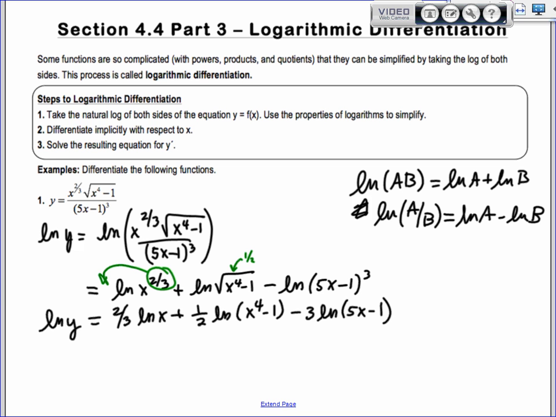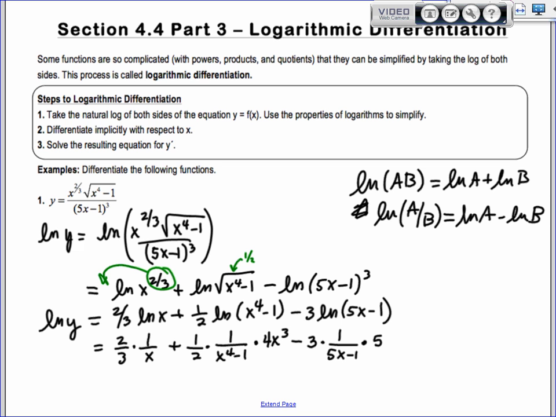Okay. But the whole point of this is to be able to take a derivative, and I still haven't even taken a derivative. I've just simplified things. So now I'm going to take the derivative. What's the derivative of natural log of x? 1 over x. Good job, Hannah. I bet you made flashcards, didn't you? The derivative of natural log is actually really easy because it's 1 over x. So I'm going to have 2/3 times 1 over x plus 1/2 times 1 over x to the 4th minus 1 times, don't forget your chain, 4x cubed, minus 3 times 1 over 5x minus 1 times 5.